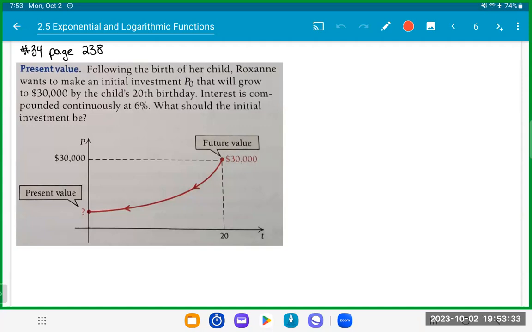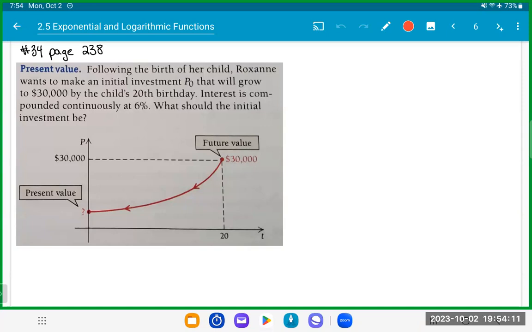So let's say that following the birth of her child, Roxanne wants to make an initial investment that will grow to $30,000 by the child's 20th birthday. Okay. And interest is compounded continuously at 6%. So what should her initial investment be to ensure that she makes a one-time deposit of some amount of money, and then in 20 years her child will have $30,000 in the bank? Okay?